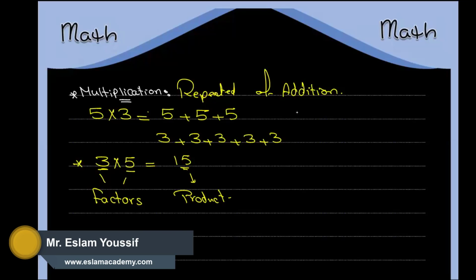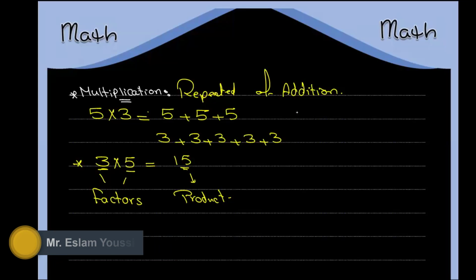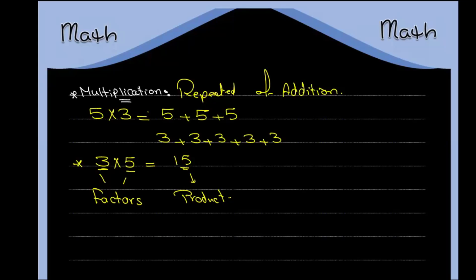Okay. So can we find the relation now between multiplication and division? 15 divided by 3 equals 5, or we can say that 15 divided by 5 equals 3. If you divide the product by one of the factors, you will find the other factor. So 15 here is called the dividend, and the 3 is called the divisor. You divide the dividend by the divisor. The answer for division is called the quotient.